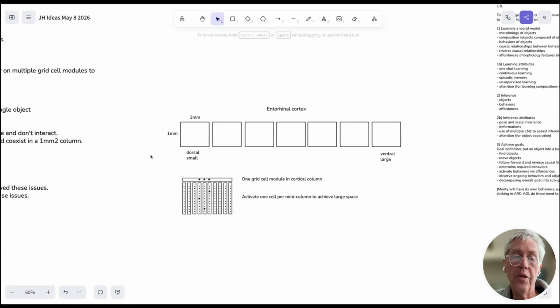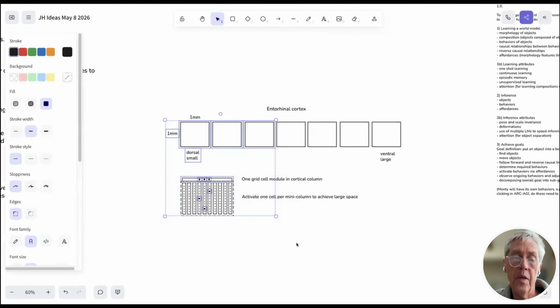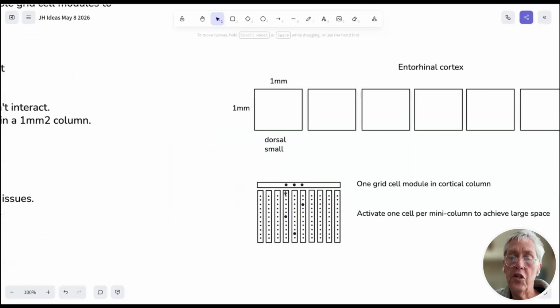So the solution I came up with is shown here. Let's assume there's one grid cell module. This is represented by this upper rectangle here, and this is the bump of activity on the grid cell module. I'm not showing it accurately. You assume you have just one of these modules per cortical column, and then you have a bunch of mini columns, with cells aligned above or below it, and that way you'd activate one cell per mini column and achieve a large space. This is nice because it fits what we're doing in layer 4, but I didn't have a mechanism to make it work. But it did give us a large space, which is what we needed.